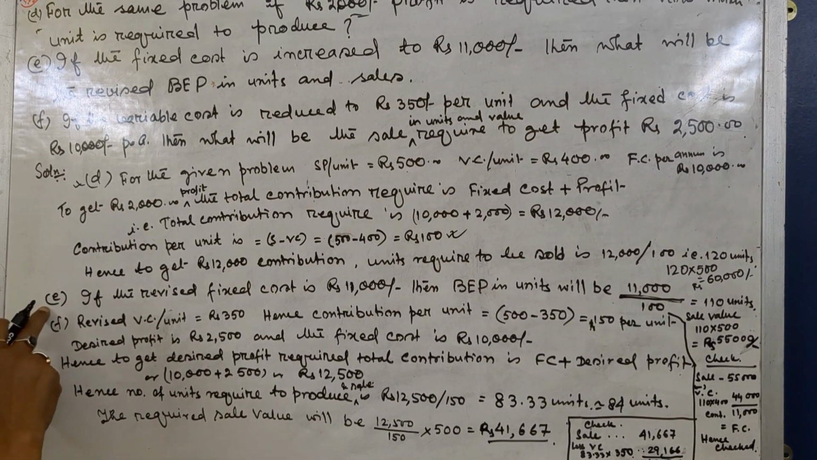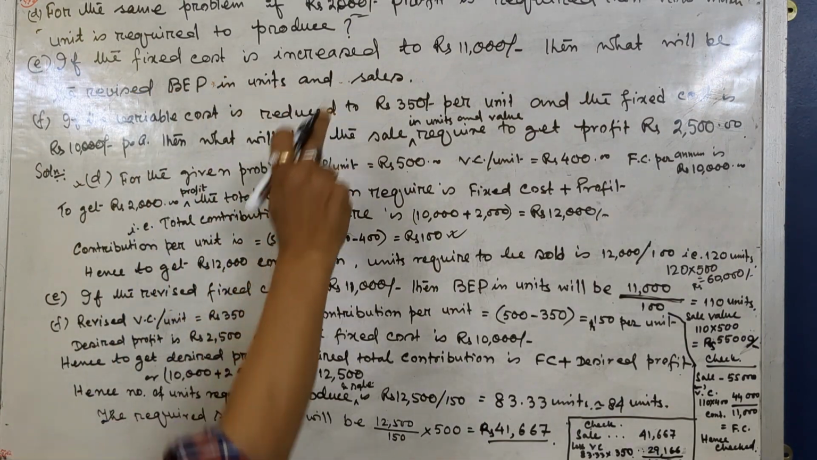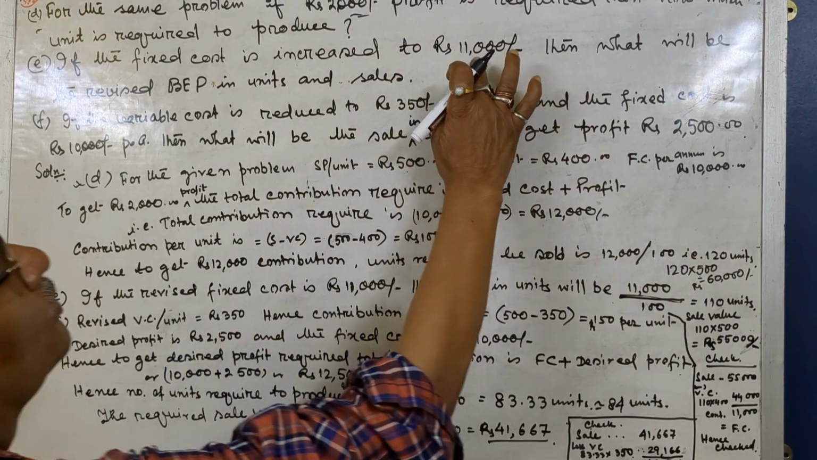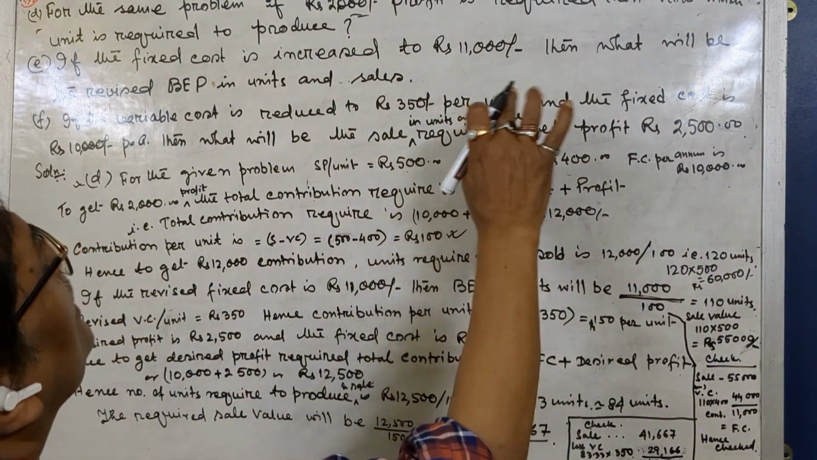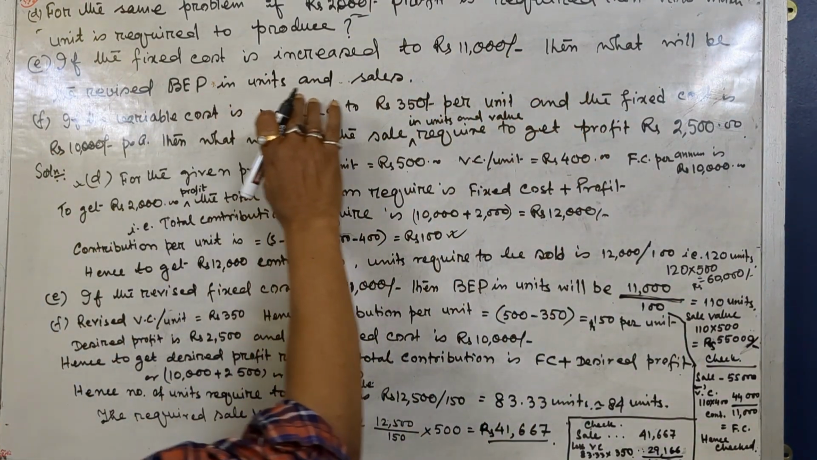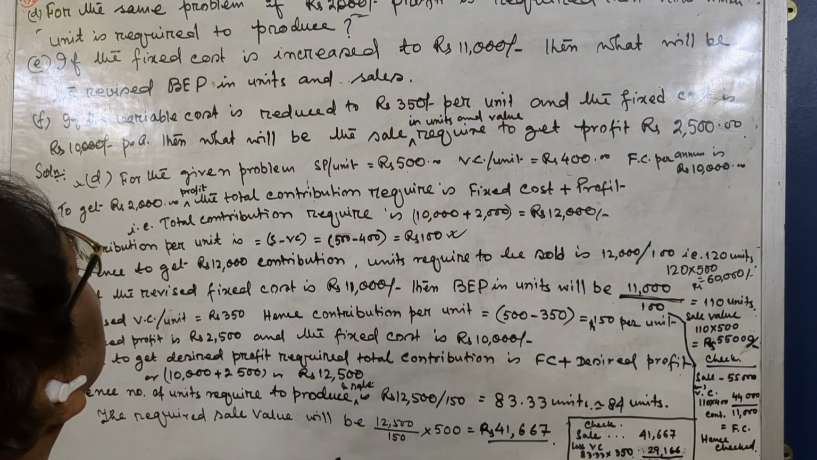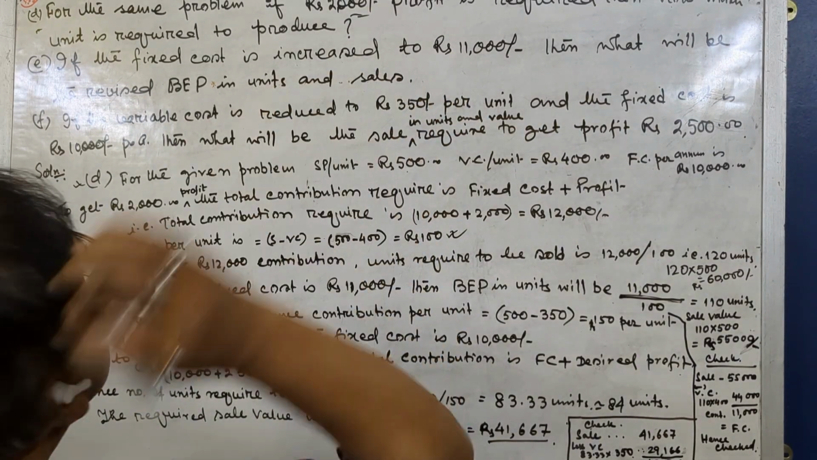Now coming to the next problem, E. If the fixed cost is increased to 11,000, then what will be the revised break-even point in units and sales?